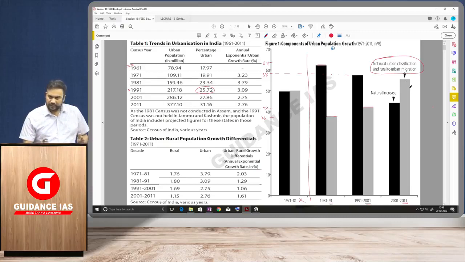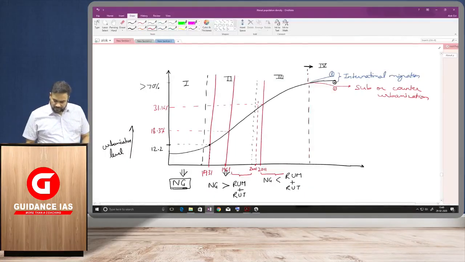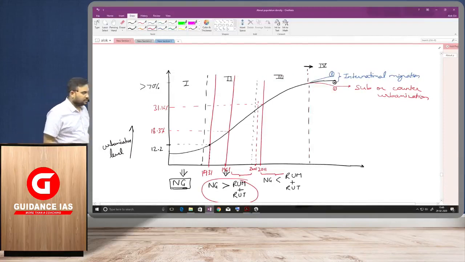Okay? So very clearly now in the first phase, what was the first phase that we were just looking at? The first phase is 1961 to 2001. What has been the relationship? This has been the situation. Still in this period, the natural growth component has outweighed the rural urban migration and rural urban transformation component.